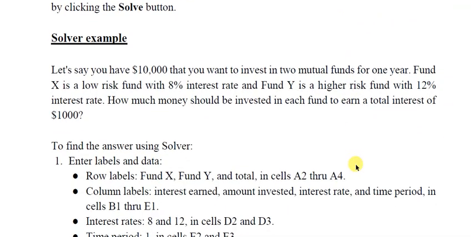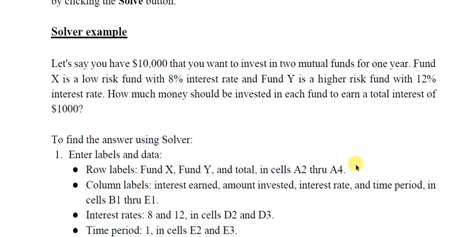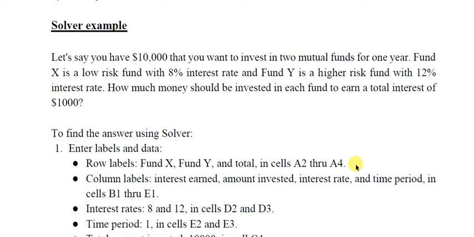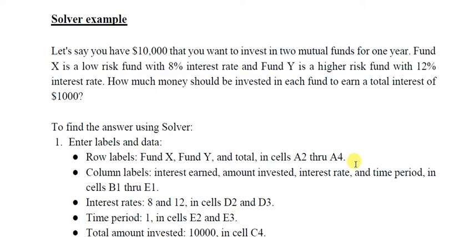Now this is the example related to it. Let us say you have $10,000 that you want to invest in two mutual funds for 1 year. Fund X is a low risk fund with an 8% interest rate, and fund Y is a higher risk fund with a 12% interest rate. So how much money should be invested in each to get a total interest of $1,000?